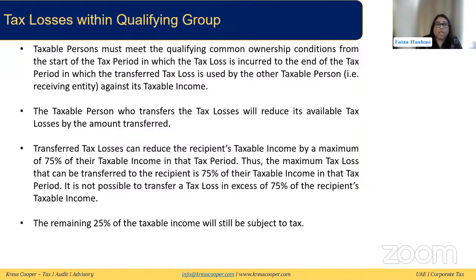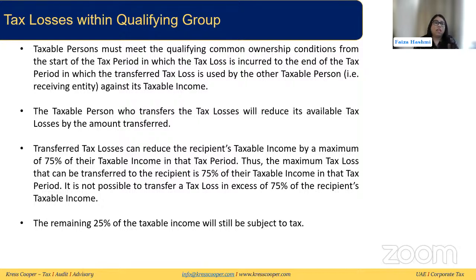Transferred tax losses can reduce the recipient's taxable income by a maximum of 75%, just like in the tax loss case, where only 75% of the taxable income can be reduced, and 100% cannot be utilized. So the maximum tax loss that can be transferred from company A to B would be 75% of the recipient's taxable income in that tax period. So it's not possible to transfer tax loss in excess of the 75%. The remaining 25% of the taxable income of the company receiving the tax loss will still be taxable.